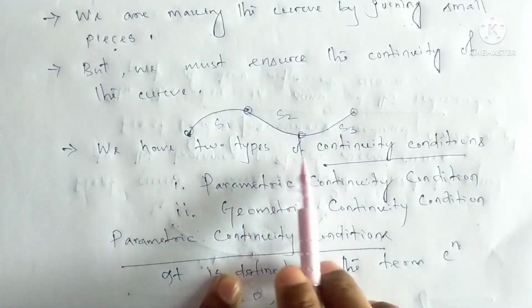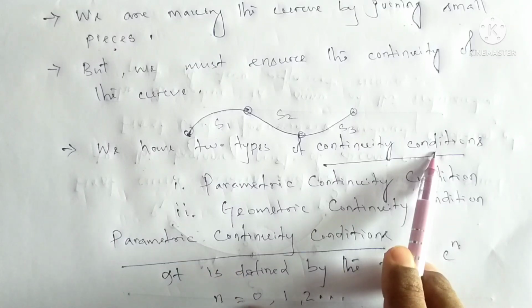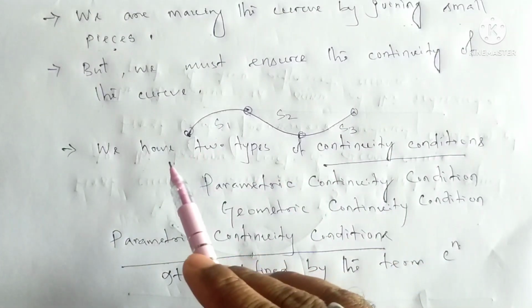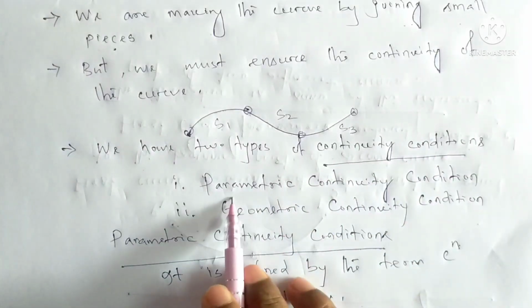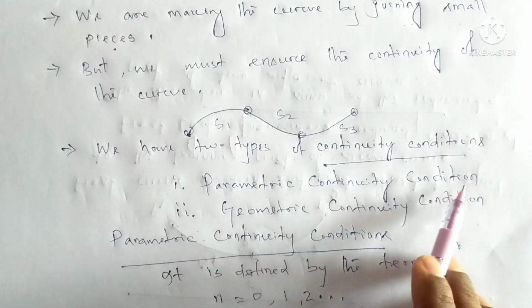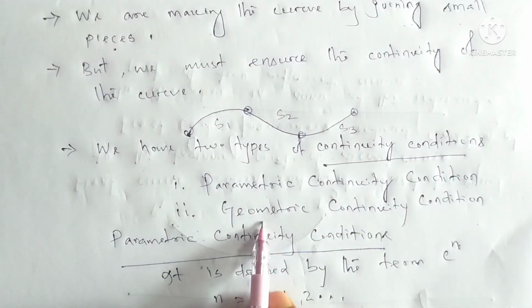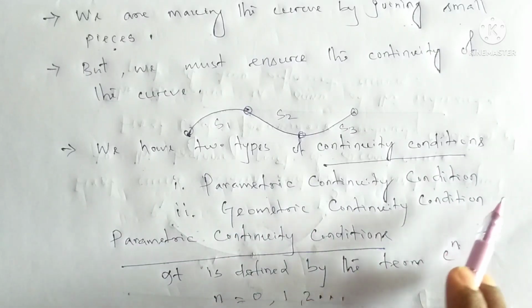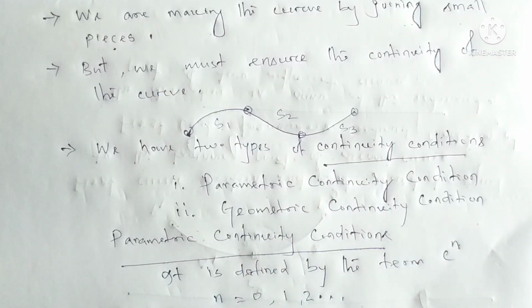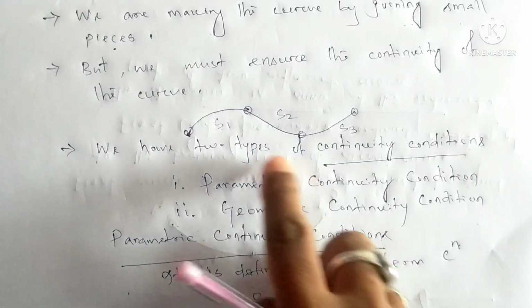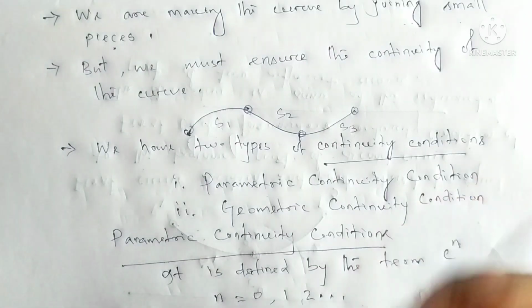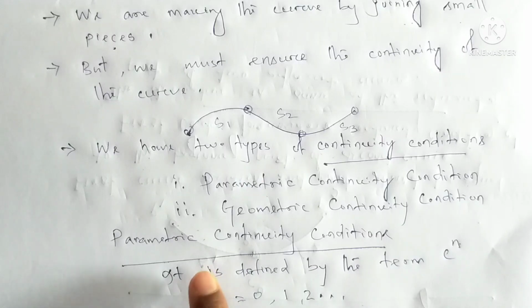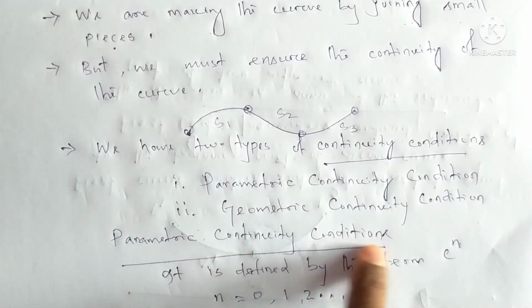We have 2 types of continuity conditions. How to check the continuity in computer graphics? We have 2 continuity conditions. The first one is called the parametric continuity condition, and the second one is called the geometric continuity condition. By using any one of the continuity conditions, we can check the continuity in your curve. If continuity exists, then we can form a spline curve. So let's move on to the first part, that is the parametric continuity condition.